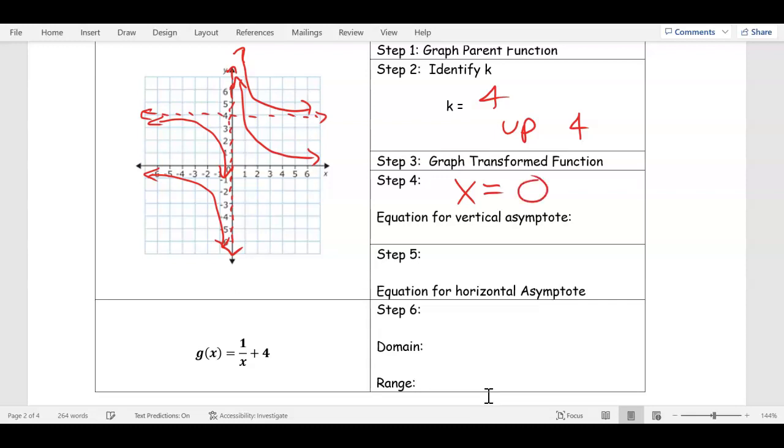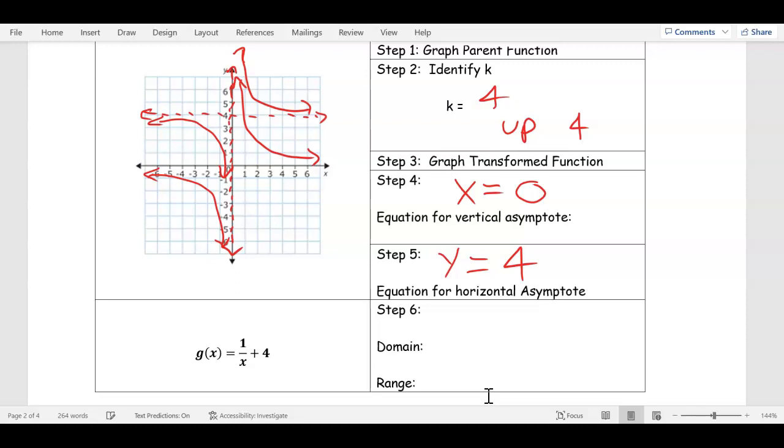What is the horizontal asymptote? Start with y equals. Y equals what? And then y equals the number you said earlier. Yes, now it's 4. So x equals 0 vertically. Y equals 4. And could you give me the domain and range if I ask for it?